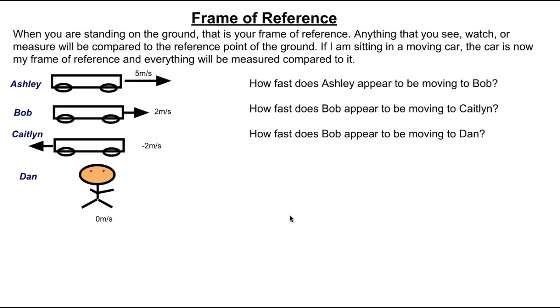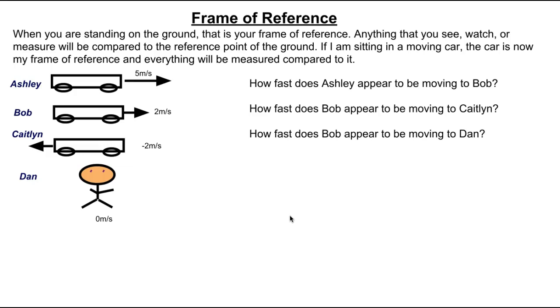So it's just kind of an idea of frame of reference: you, as the person working the problem or standing still, get to decide what's going on. Most of the frames of reference you'll use, unless otherwise stated, will be as if you're standing outside of it looking at it like Dan is. But there will be a couple of cases in which they'll put you in Bob's seat or Ashley's seat and ask you to describe what's going on. But most of the time you'll be in Dan's viewpoint.